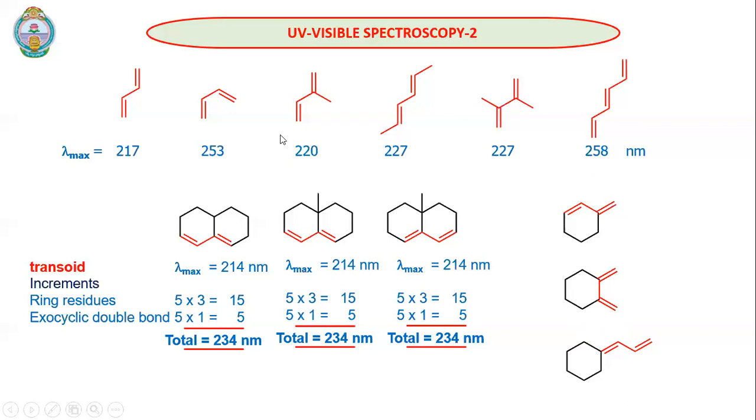So for an acyclic system, the parent value is 270 for a trans, and for a cis, it is 253 nanometers. Of course, all other increments will be the same. So these are considered as acyclic systems.